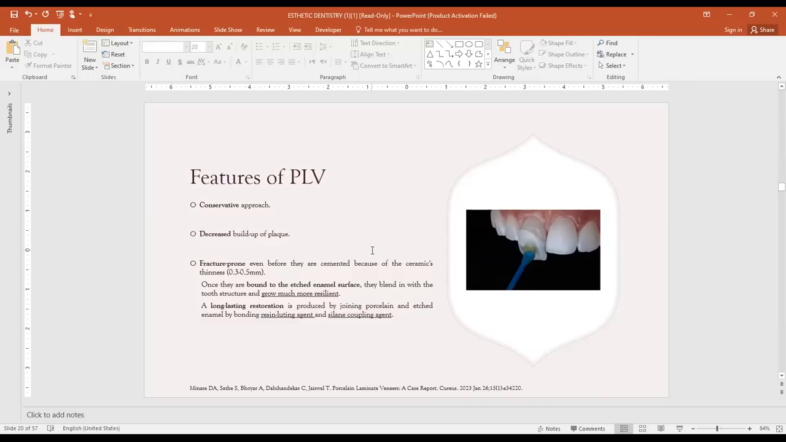How do you verify there is enamel present? One of the methods, for example, is you acid etch and you dry it. You'll see the enamel very clearly. So you should have an enamel margin all around the edges of the porcelain laminate veneer.